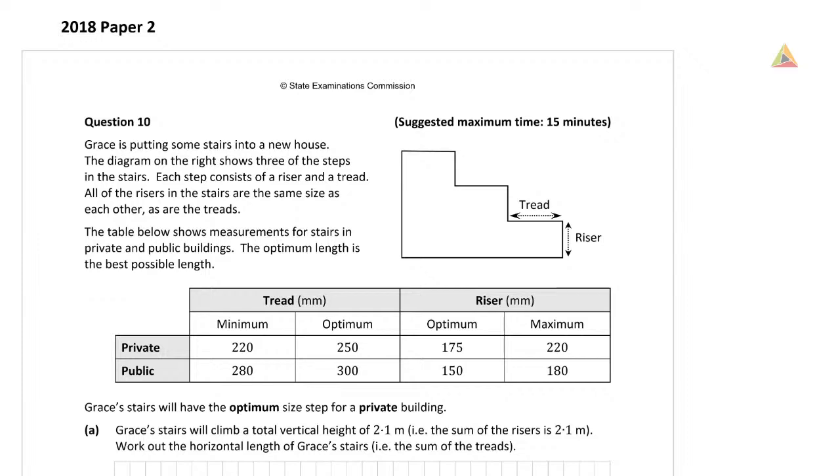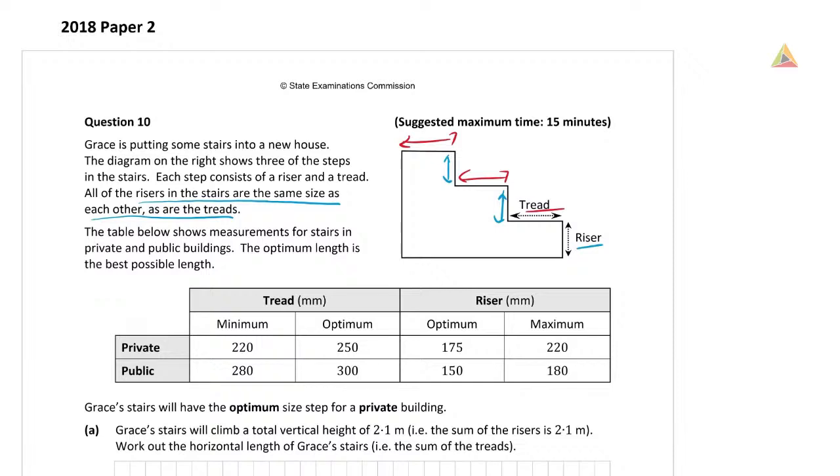All of the risers in the stairs are the same size as each other, and the treads also are the same size as each other. So all of the risers, so there's another riser and there's another riser. That's the same as this riser here. And then the treads, so this is another tread and this is another tread. So they are the same value as this tread here. Okay, the table below shows the measurements for stairs in a private and public building.